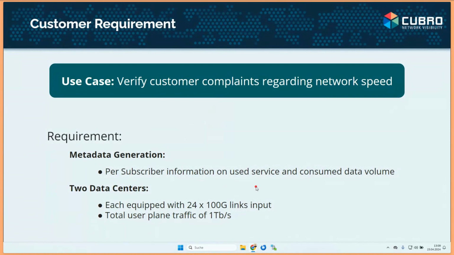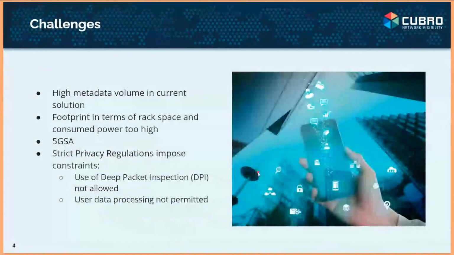Just to give you some background, this customer has 2 data centers. Each one has 24 times 100 G links and a total bandwidth of 1 terabit of user plane traffic. What we in the end delivered is a metadata record, which is per subscriber, per service, and the consumed data for this subscriber in a period of a minute.